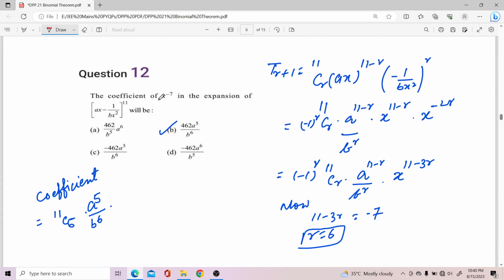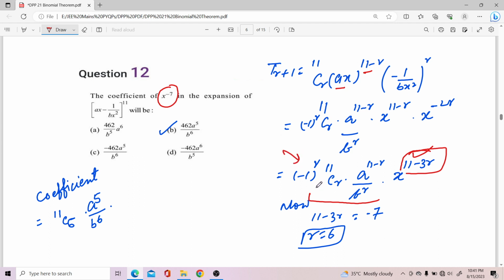In this question again we are supposed to find out the coefficient of x raised to minus 7. We will be dealing with the same formula. Here the value of n is 11, so it is 11Cr (a x) raised to 11 minus r into (minus 1 by b x square) raised to r. Again we have consolidated the power of x and all other terms, and whatever the power of x is, that must be equal to minus 7. So we will be getting r equal to 6.